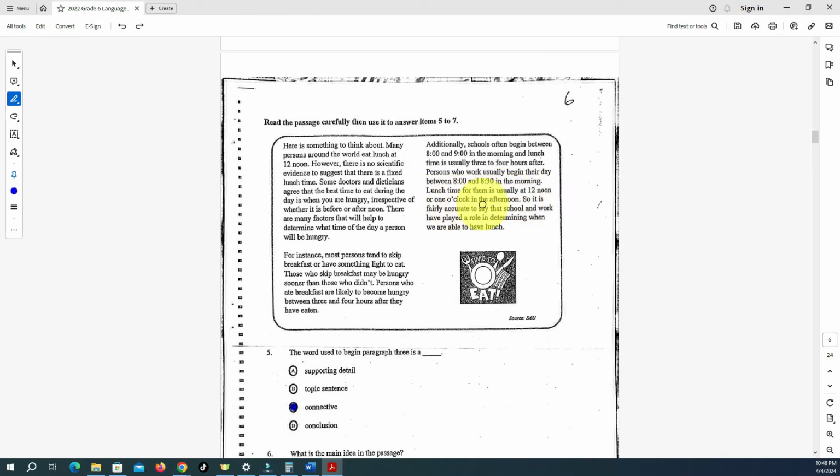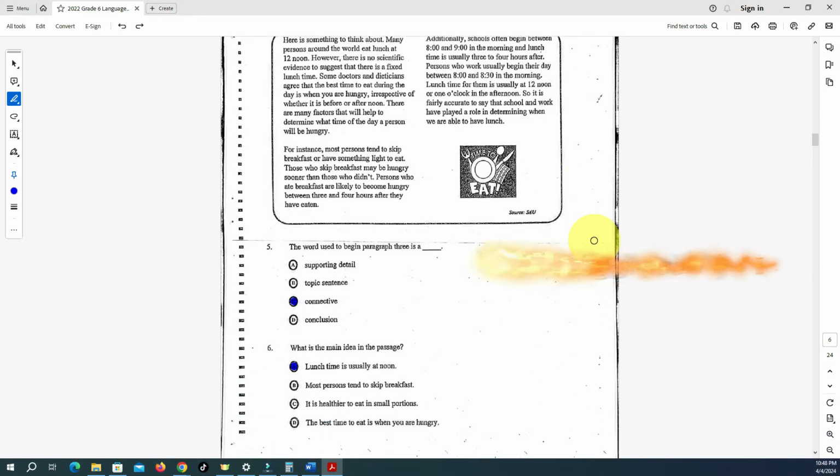Or 1 o'clock in the afternoon. So it is fairly accurate to say that school and work have played a role in determining when we are able to have lunch. Wow, yeah, that's food for thought.